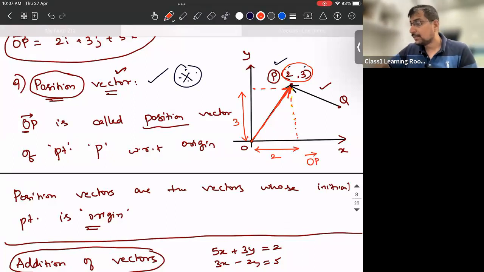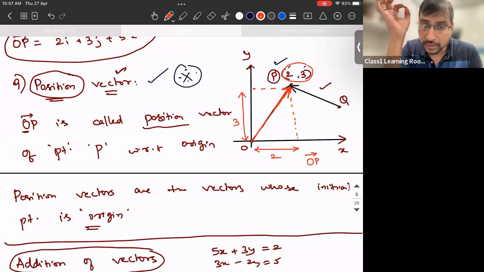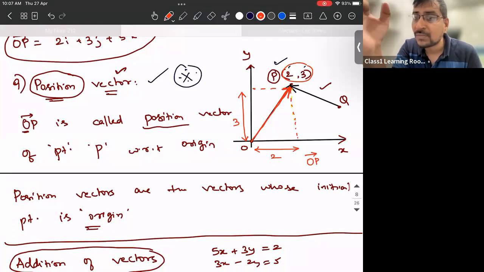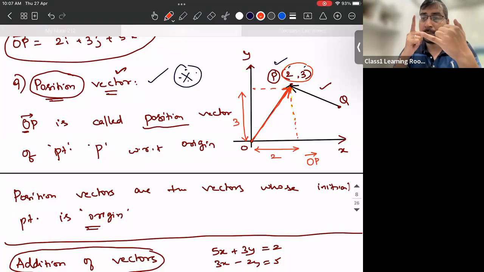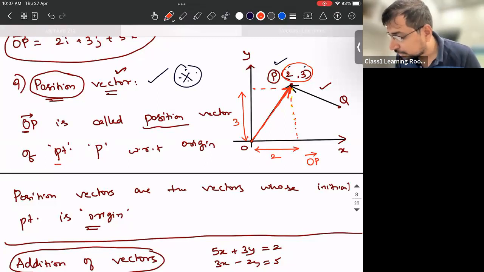Meaning, if the initial point of any vector is considered to be origin, I repeat it, if the initial point of any vector is considered to be origin, then that vector is said to be the position vector, because you are defining the position of that point with respect to origin. Am I clear? So I want this point to get registered. So OP vector is called the position vector of point P.